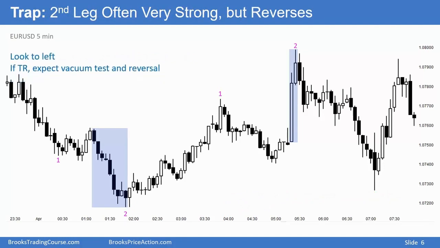It's very important always to look to the left. Bear breakout, look to the left. Wait a minute, there's a lot of trading range price action here. This might be a trap. Very strong bull breakout, look to the left. We only have 1 or 2 bars above this close, and then we get this reversal. This might be a second leg trap. We have a trading range, and most trading range breakouts fail.